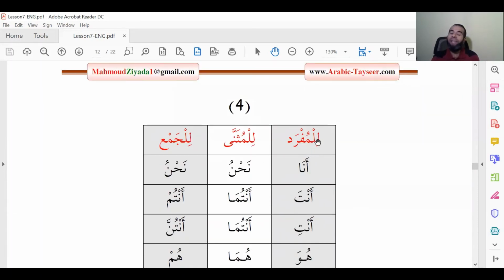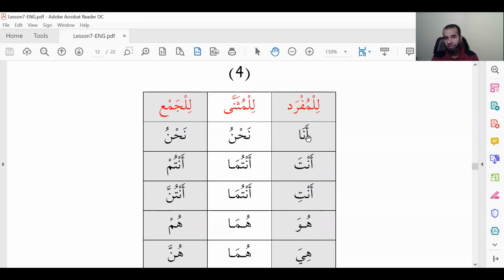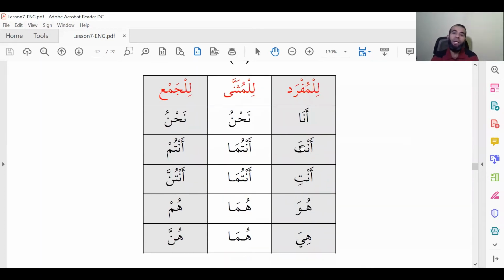Pronouns for مفرد للمفرد, and pronouns for مثنى للمثنى for dual, and pronouns for the plural للجمع. أنا, this is مفرد for both masculine and feminine. نحن for dual, مثنى for both masculine and feminine, and also نحن للجمع for both masculine and feminine. Then أنت, you singular masculine. أنت للمفرد. أنتما for dual masculine, and أنتم for plural masculine.